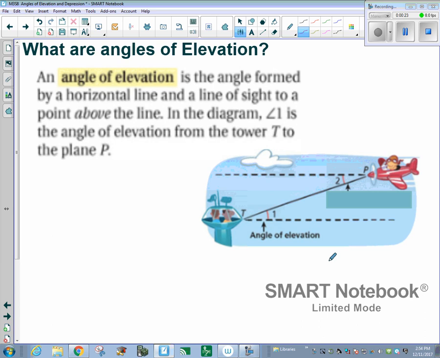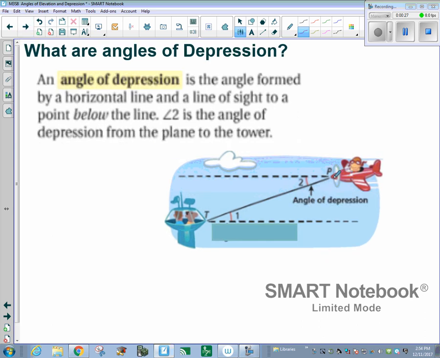If they were looking down to see the plane, well, that's something else. And when you're looking down from horizontal, so up here with this dotted line, the plane is flying on a horizontal. When it looks down to see the tower, angle 2 is an angle of depression because we're looking down to see something. And that's really what we're talking about. So if it's below the horizontal line, it's depression. If it's above the horizontal line, it's elevation.